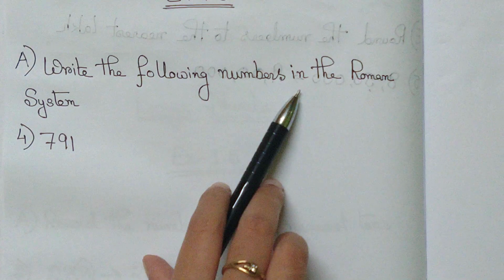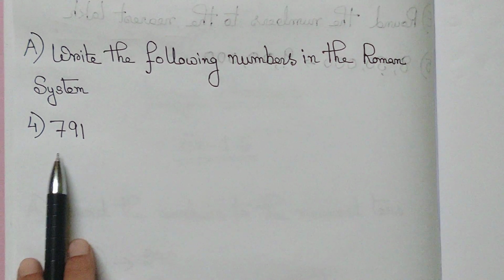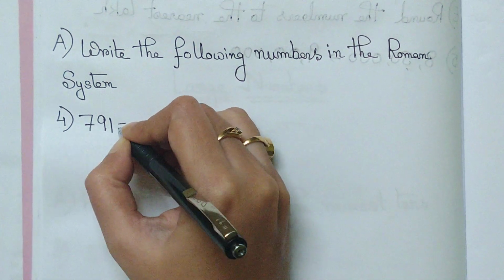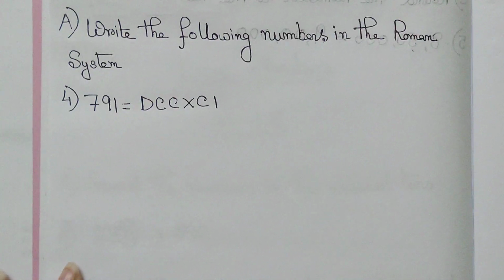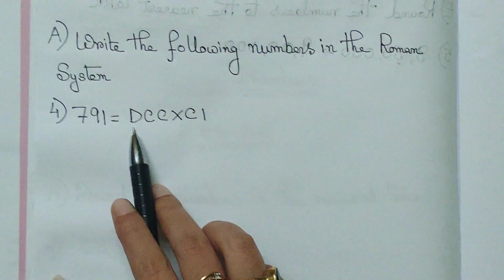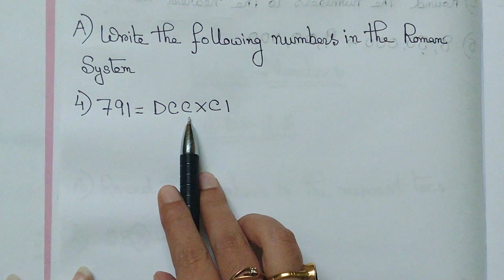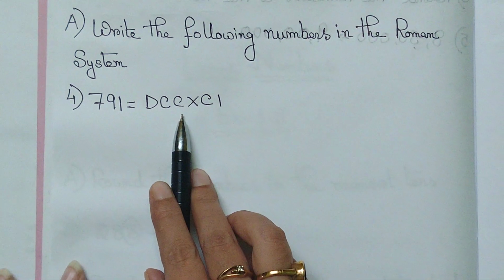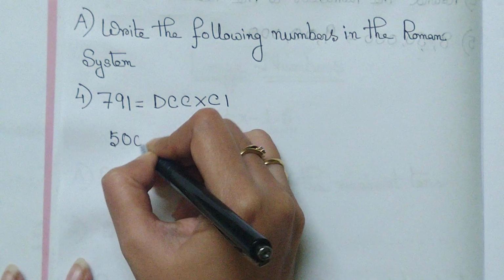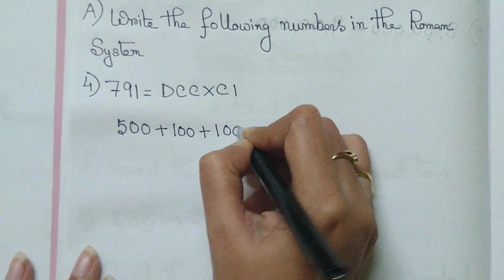Number A. Write the following numbers in the Roman system. We are going to solve sum number 4. 791 is given. So it will be DCCXCI because D means 500, C means 100. 100 repeated twice. So 500 plus 100 plus 100.